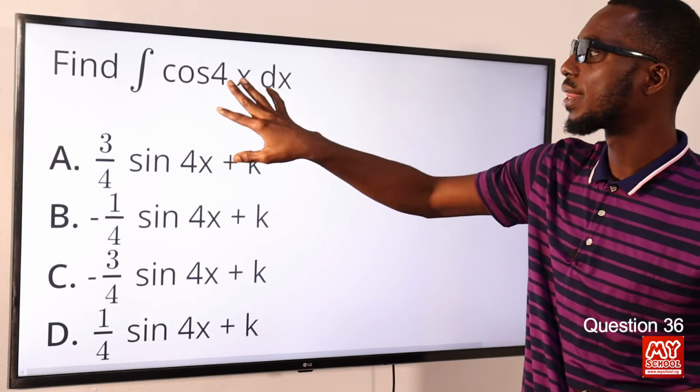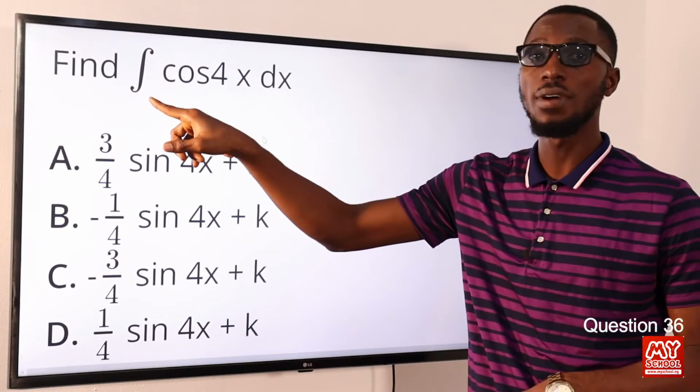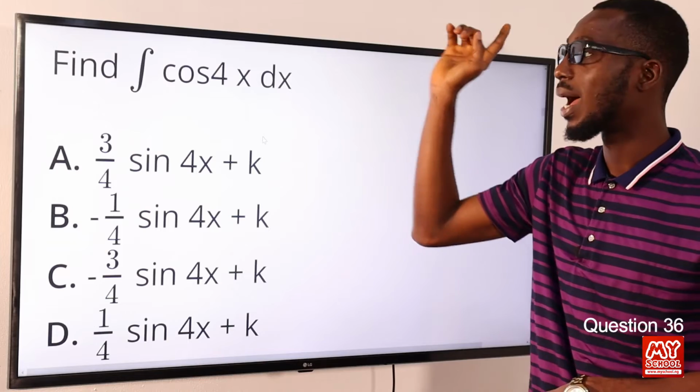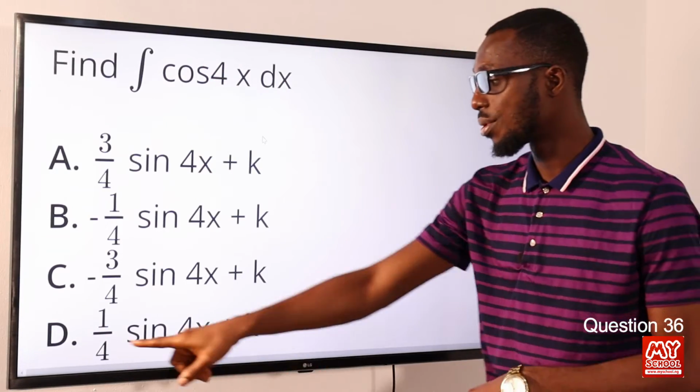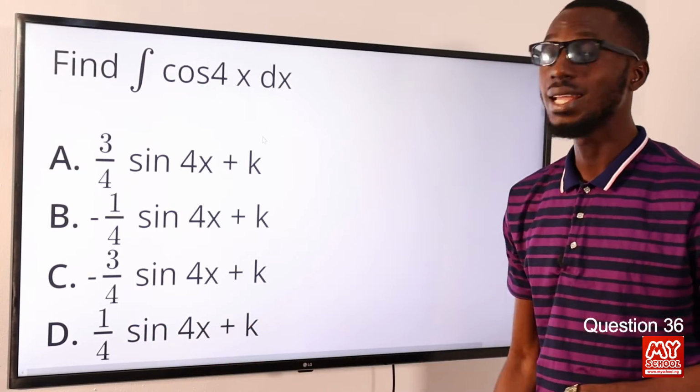So once we integrate this cos 4x, we are going to have 1 over 4. Remember, cos is integrated as sine, so 1 over 4 sine 4x plus k. So that's constant. So option D is the correct option.